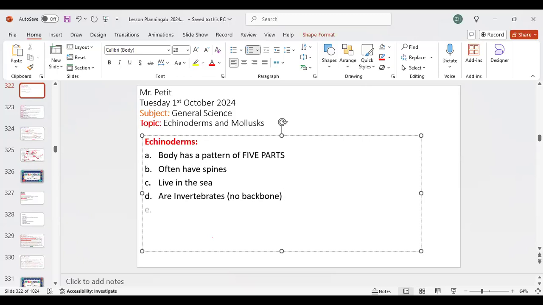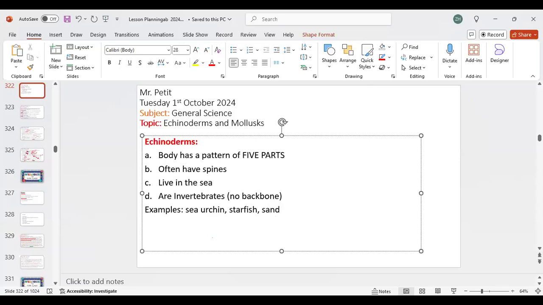So what are some examples of echinoderms? Excuse me, Mr. Petit. They are frost banks. Say it again. Sea urchin, their spines do not count as a backbone. That's not what we mean when we say vertebrate. Sea urchin, what else? Crab? No, crab is a crustacean. Sea urchin, starfish. What else?